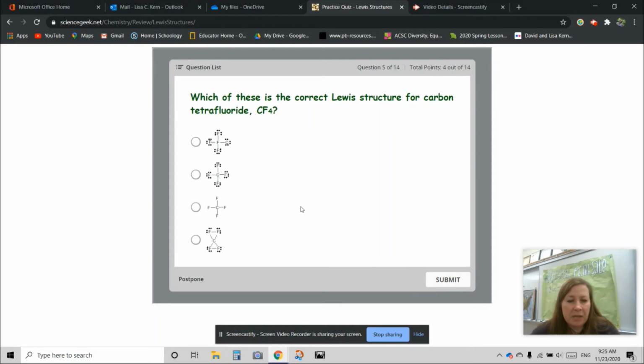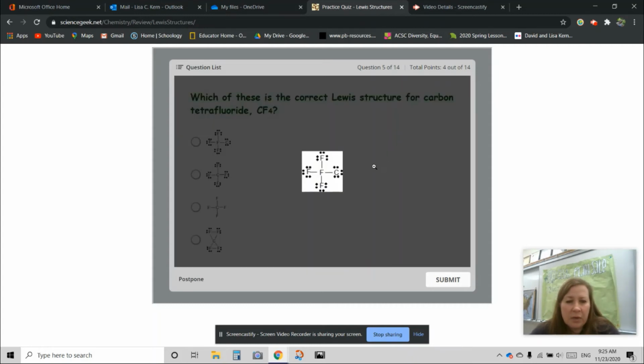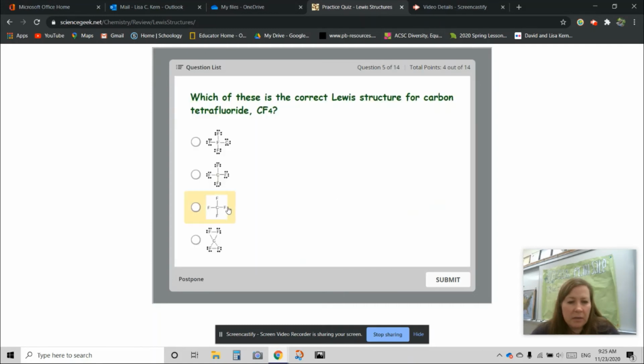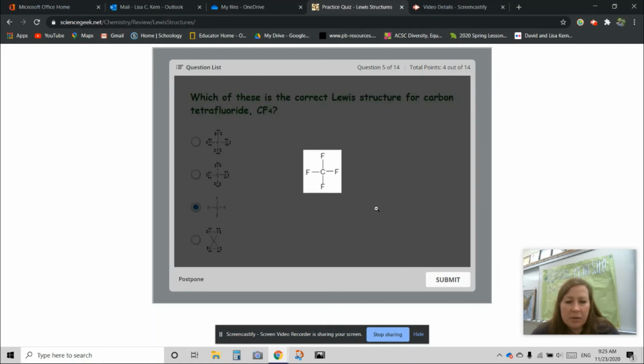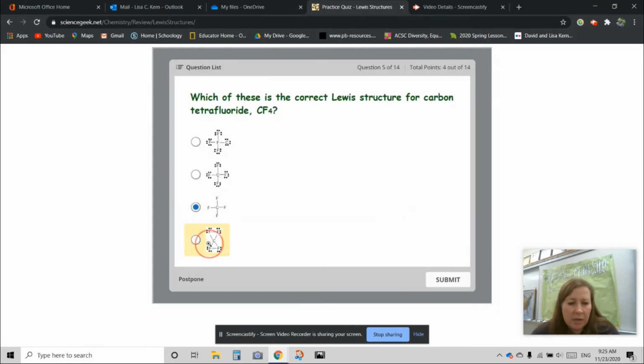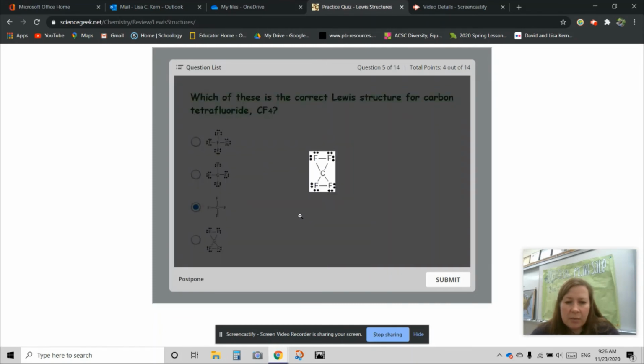Okay, let's do just a couple more here. This one says, which is correct for CF4? CF4, if there's a single element like the C in CF4, it doesn't have a subscript number, it has to go in the middle. So this guy is definitely wrong. This one might be right. This one's got C in the middle also, so that might be right. And this one has C in the middle, but boy, that's got a lot going on. Well, let's come back to that.